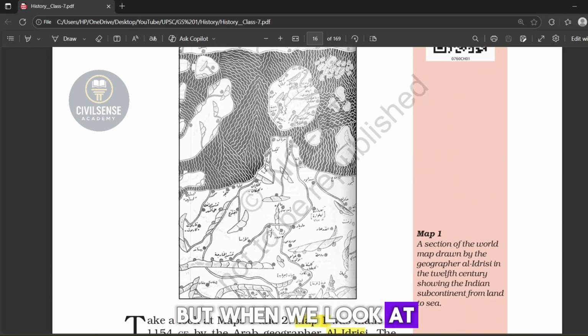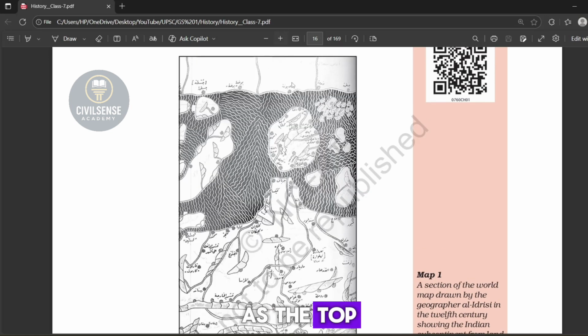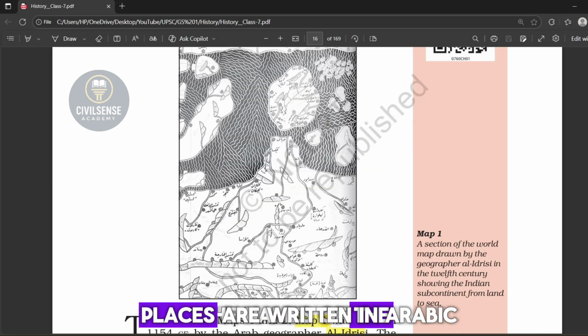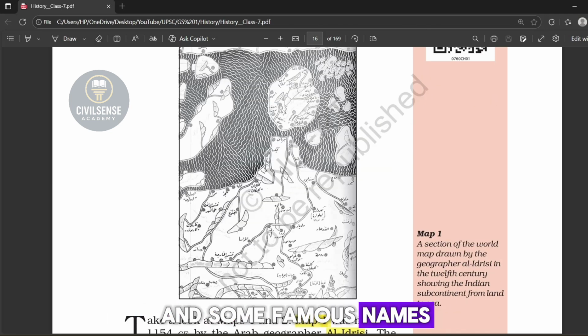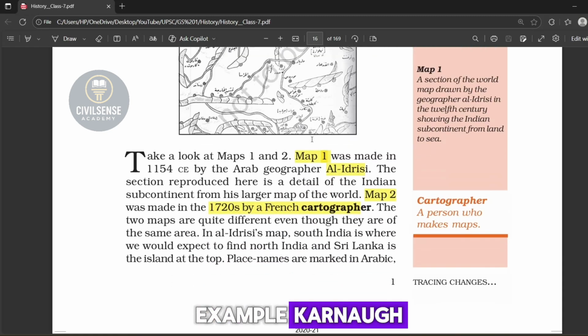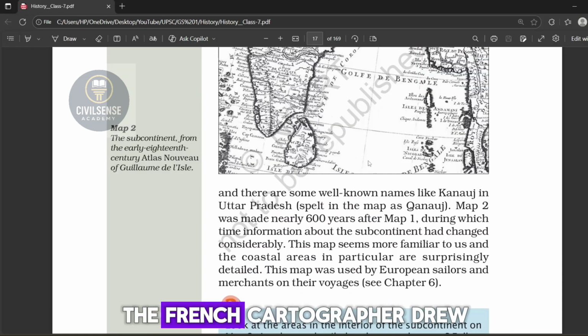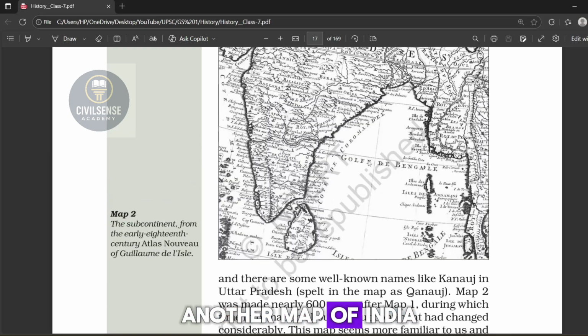But when we look at it today, it feels a bit strange. Why? Because in his map, South India is shown at the top. So the map is actually upside down according to how we see maps today. The names of the places are written in Arabic, and some famous names are there too. For example, Kannauj. Now, fast forwarding 600 years later, around 1720, a French cartographer drew another map of India.